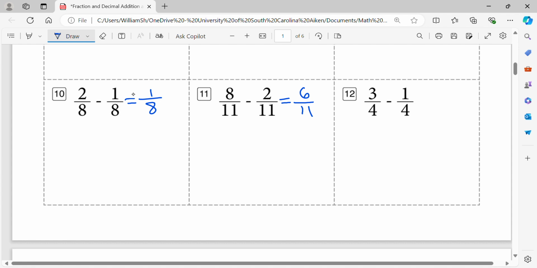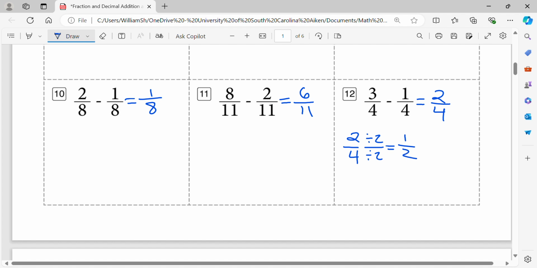Alright, here we've got 3/4 minus 1/4. My denominator is the 4. 3 minus 1 is 2. So I've subtracted it down to 2/4. Hopefully we can see that 2/4 will reduce to 1/2, because we can take out a factor of 2 of both of those. And 1/2 is our final answer.